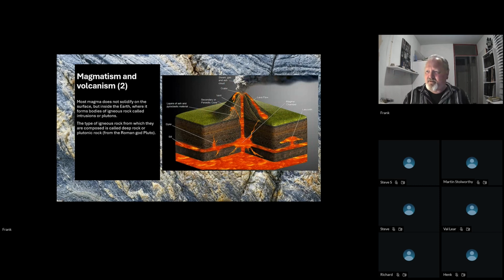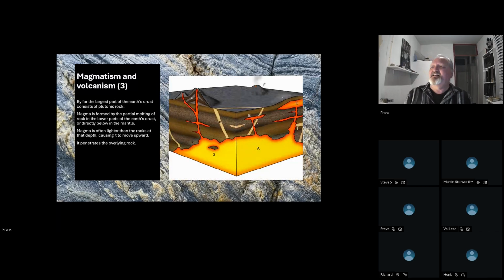Again, magmatism and volcanism. Most magma does not solidify on the surface though, but inside the Earth, where it forms bodies of igneous rock called intrusions or plutons. The type of igneous rock from which they are composed is called deep rock or plutonic rock. Plutonic comes from the Roman god Pluto. So the Romans did have their say in this. And by far the largest part of the Earth's crust consists of plutonic rock.